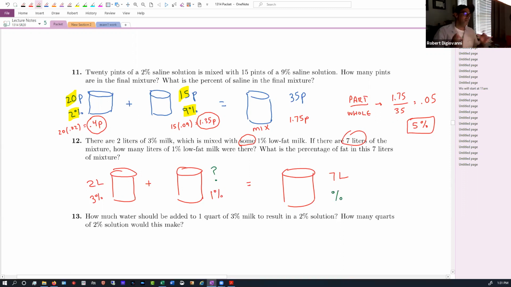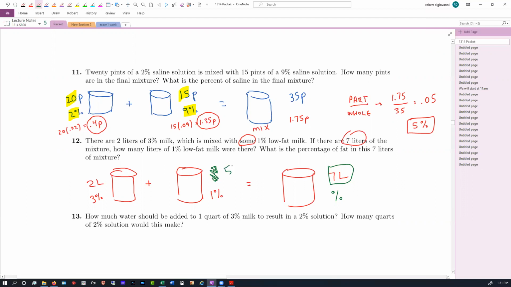So this problem is not harder. It's just a little bit trickier because they don't tell you how many liters are in the second one. But you can figure it out pretty easily because you know that they add up to be 7. So how many liters of the second mixture or second 1% is there?